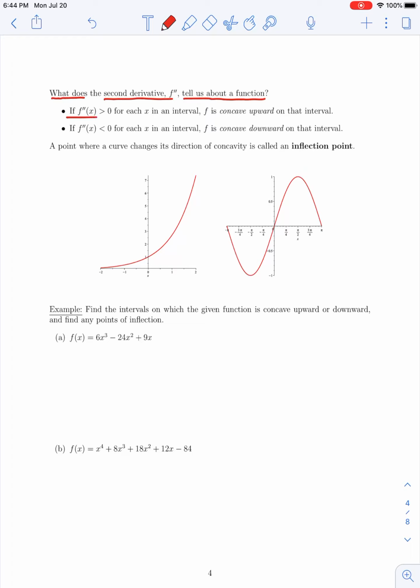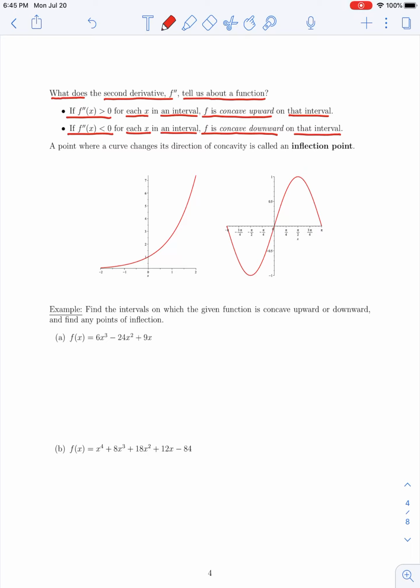In particular, if the second derivative of a function is positive for each x in some interval, that means the function f is concave upward on that interval. And if f double prime of x is less than 0 for each x in an interval, that means the function f is concave downward on that interval. So what exactly do we mean by concavity here? Well, we can think of this as sort of an upward opening or downward opening curve.